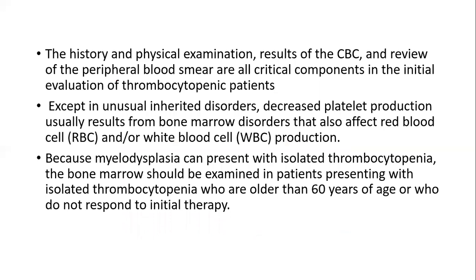The history and physical examination, results of the lab values, that is CBC, and review of the peripheral blood smear are all critical components in the initial evaluation of thrombocytopenic patients. That is, they have to send CBC, then peripheral blood smear. Then, except in unusual inherited disorders, decreased platelet production usually results from bone marrow disorders that also affect RBC or WBC production.